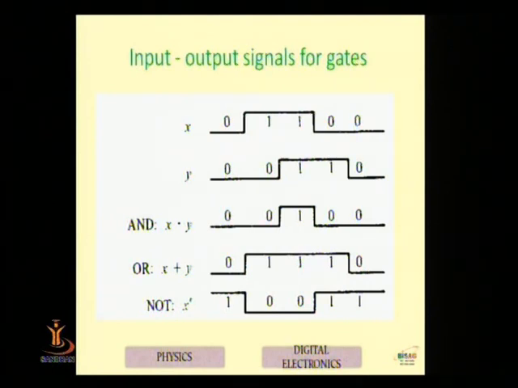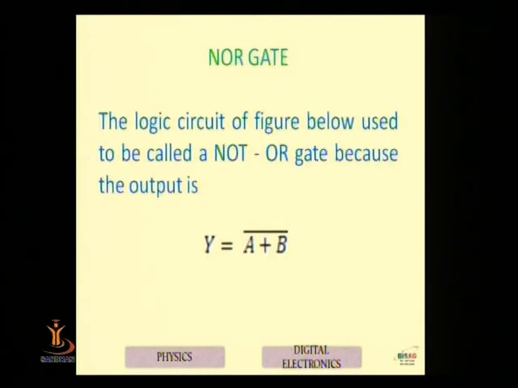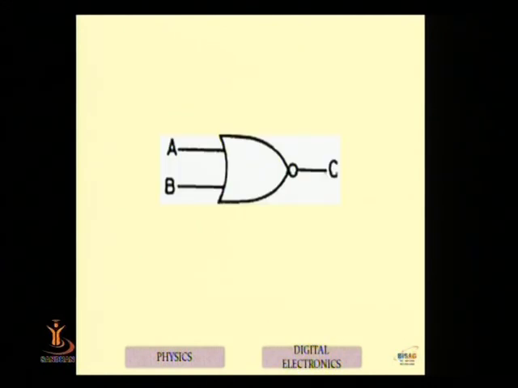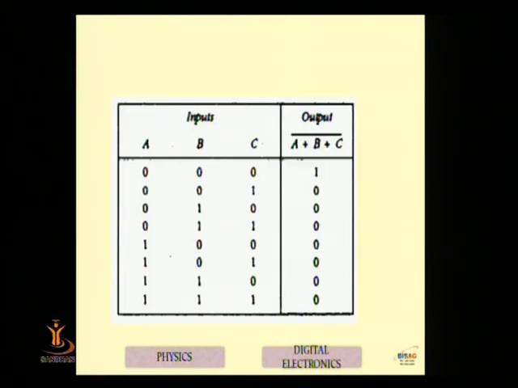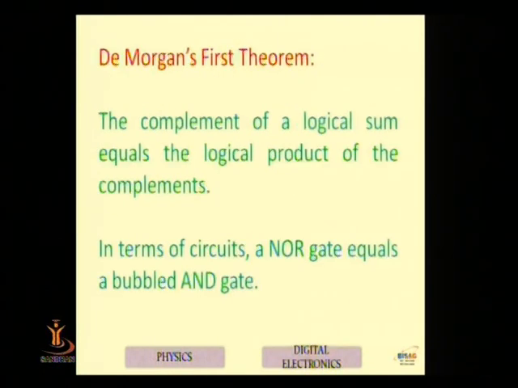And the third one is x bar, the complement of the input x. The NOR gate, as I told you, is the universal gate. Y equal to a plus b whole bar is the complement of the OR gate. This is the symbol, this is the truth table, and this is the IC available in the market.